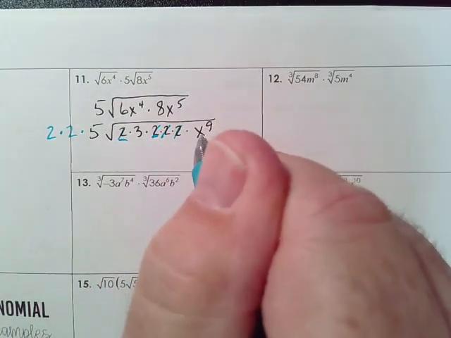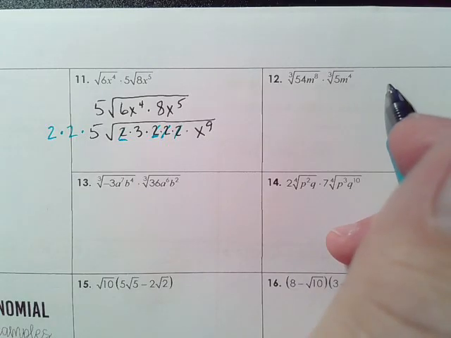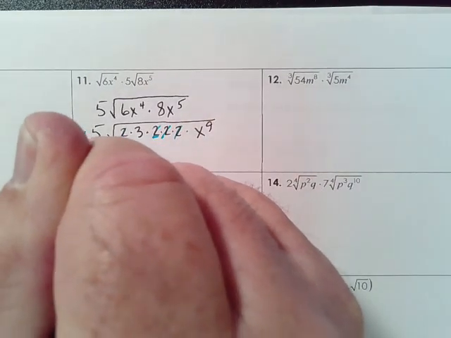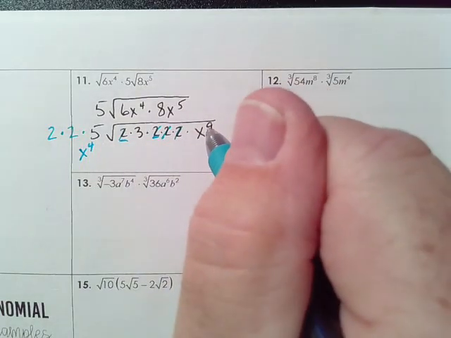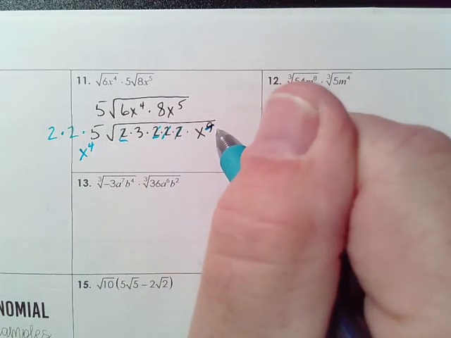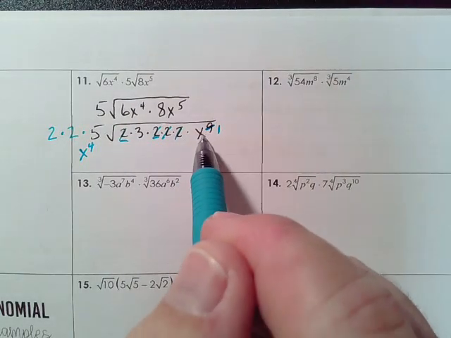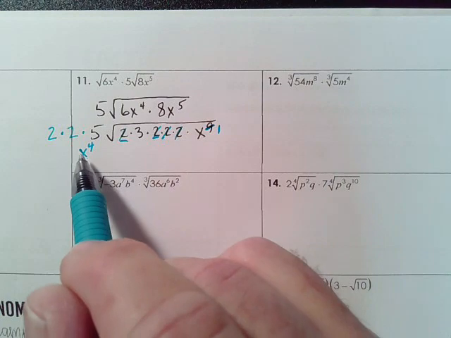How many pairs are in 9 x's? How many groups of 2? Well, there'll be 4 of them. X times x times x times x. 4 pairs, and that'll leave 1 x left over. See, 8 x's, 4 pairs were brought out.